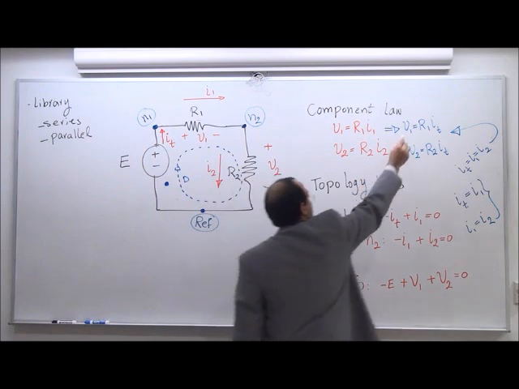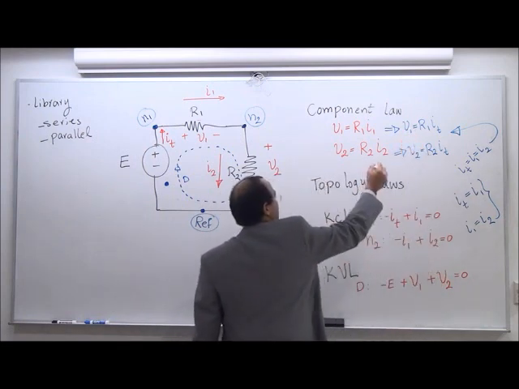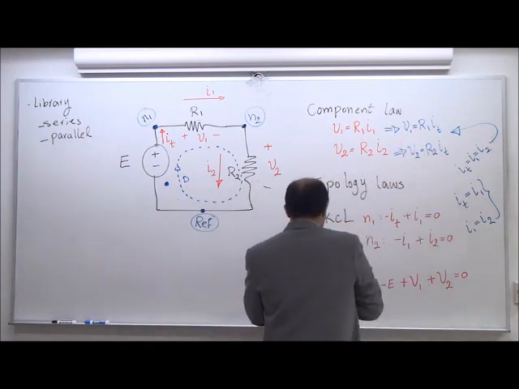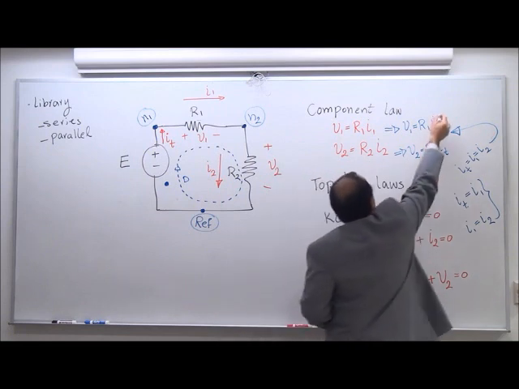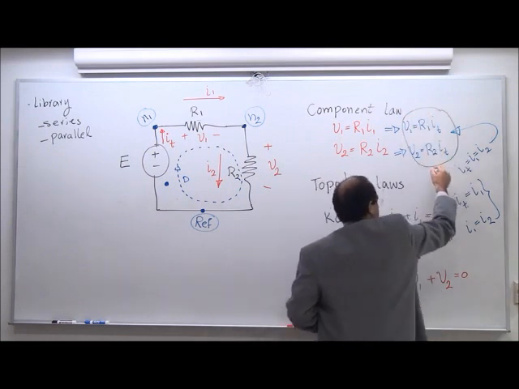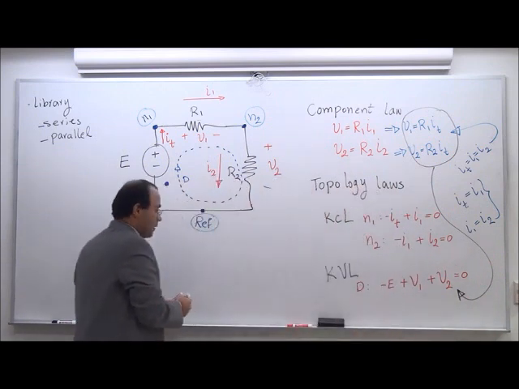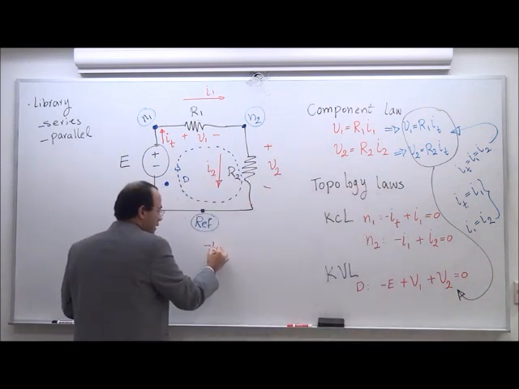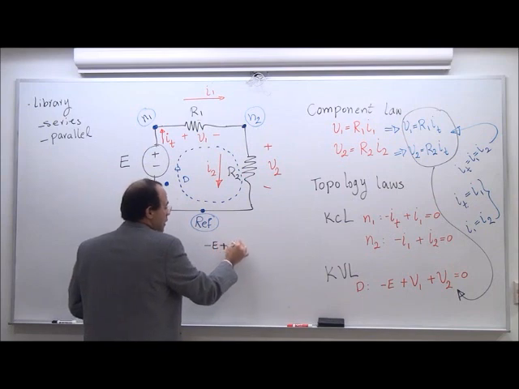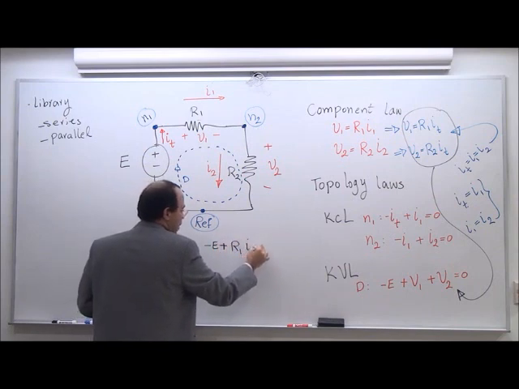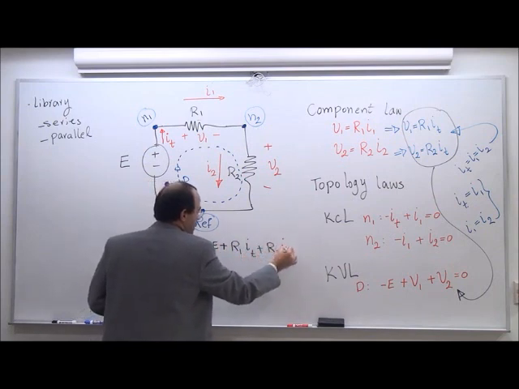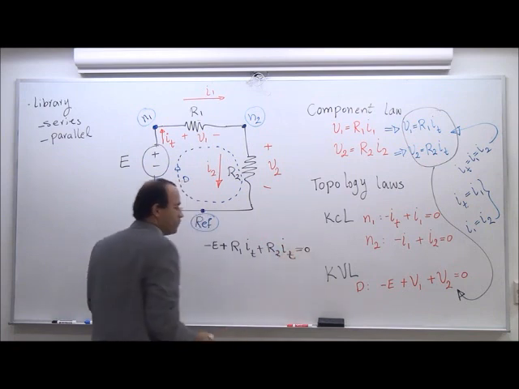I need you to put this into this equation. So let's put this into this equation and see what happens. It's going to be minus E plus R1 IT plus R2 IT is equal to 0.